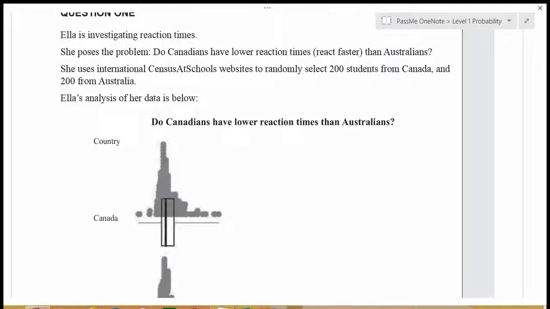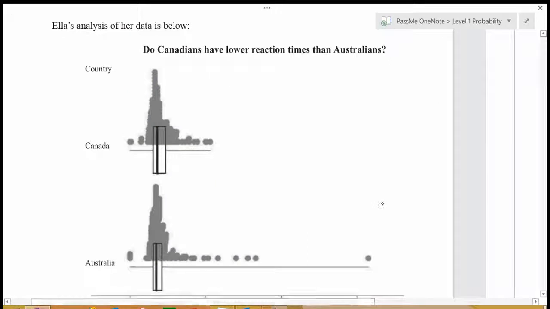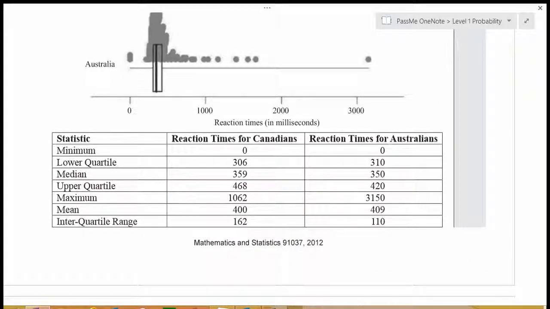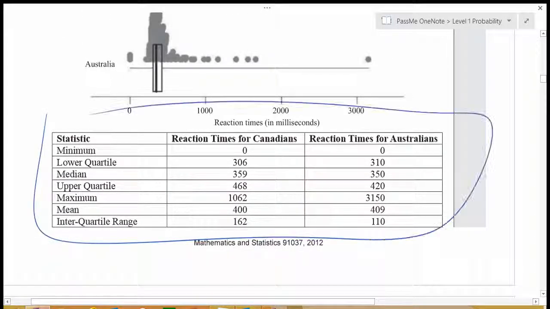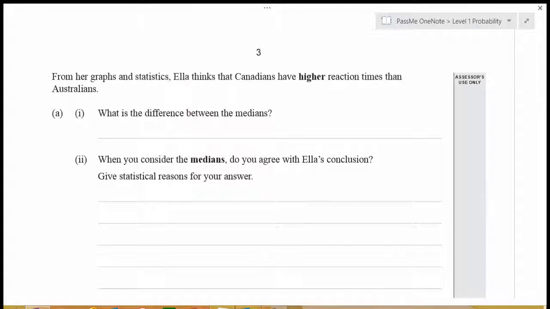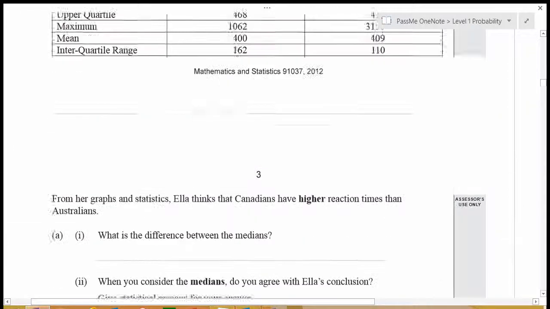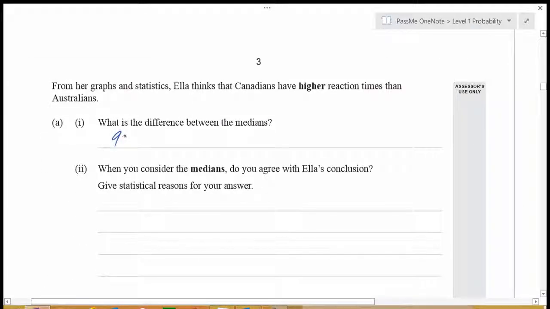Okay, so this is the first question we're looking at, and I'll let you pause and read here if you want. And here's all our summary statistics as well. The first questions that we're looking at are here. The first one is asking, what is the difference between the medians? We have our first median here, and our second median for Australians, and the difference is 9. So our difference there is 9 milliseconds.